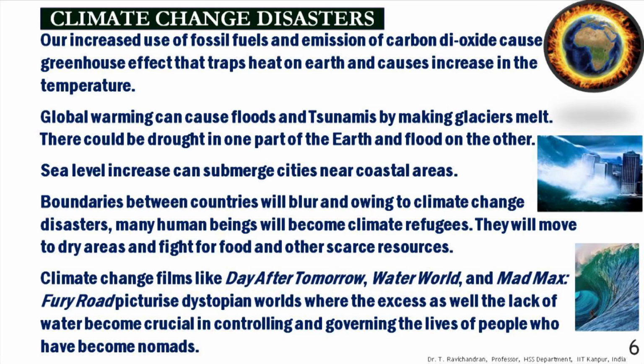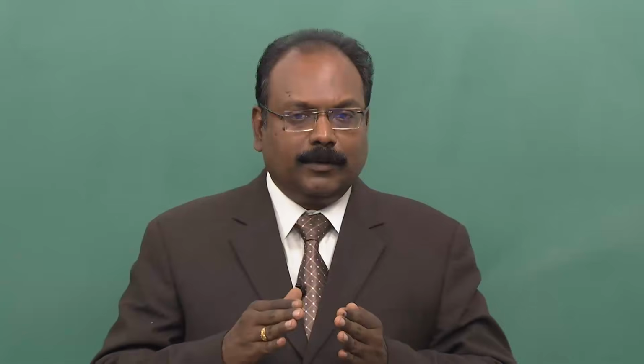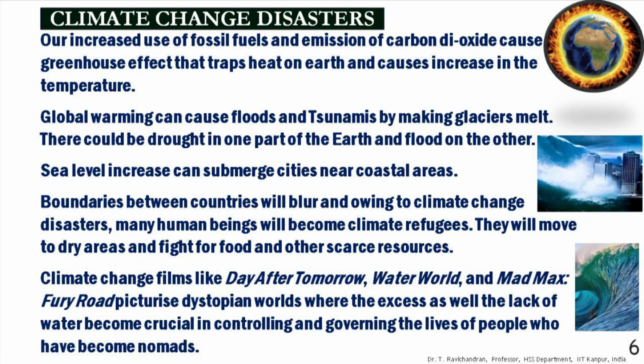Now, when we are depleting these resources and making increased use particularly of fossil fuels, what is happening is that we are also emitting carbon dioxide or CO2 and causing the so-called greenhouse effect that traps heat on earth and causes an increase in the temperature. This again leads to global warming, and global warming can cause floods and tsunamis by making glaciers melt. There could be drought in one part of the earth and flood in the other. Sea level increase is another consequence, and that can submerge cities near coastal areas.